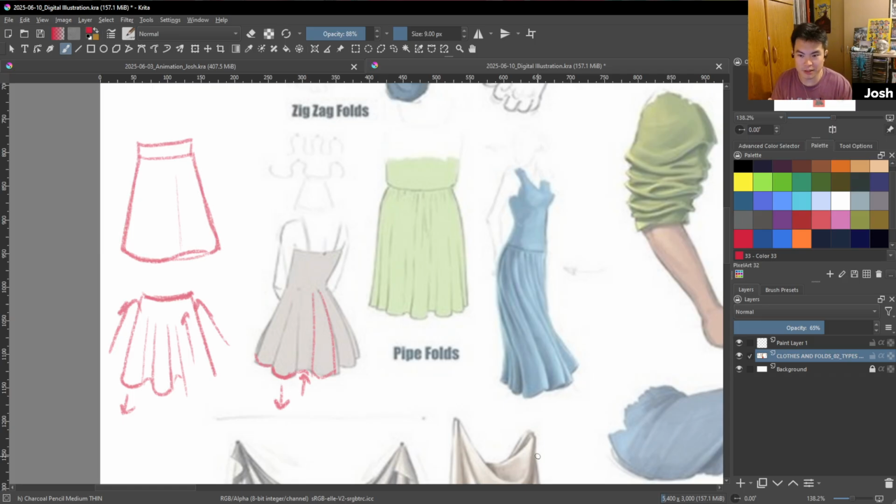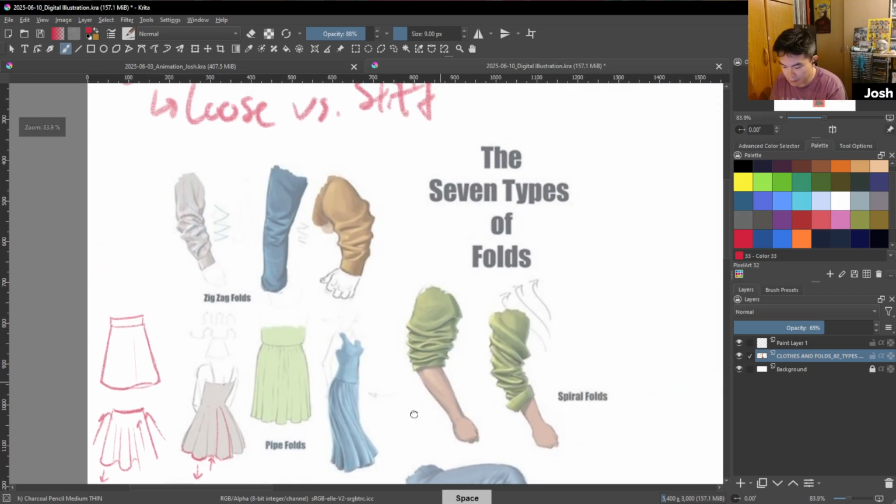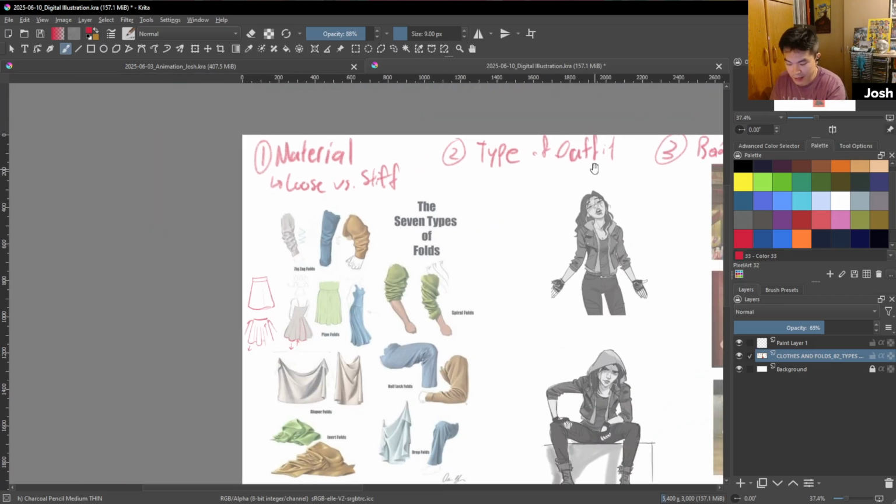So that's the whole concept of a pipe fold type of outfit, and that's why keeping in mind the material and the type of outfit is very important, because that's going to make you understand what decisions to go into if you're designing a dress for a character. You're going to have to think about how the dress is sitting on the body, where it's tightened around, usually the waist, and how wide the dress is coming out.